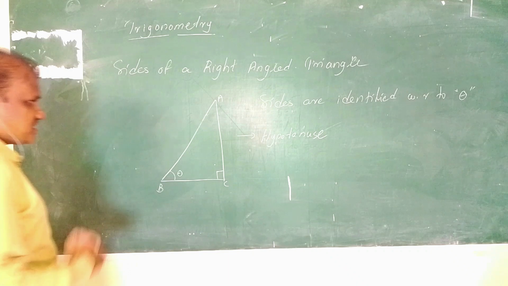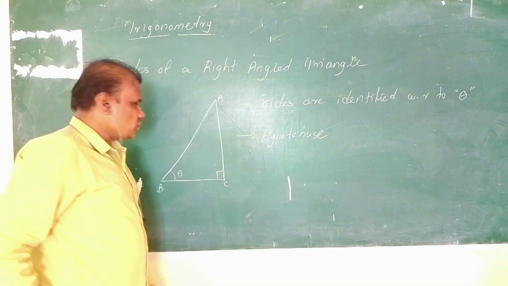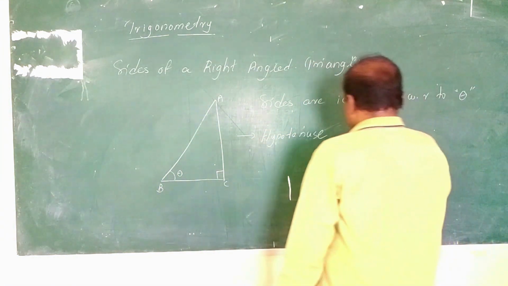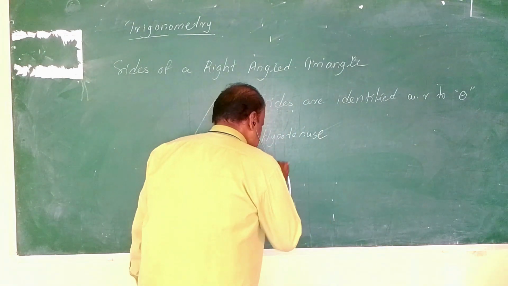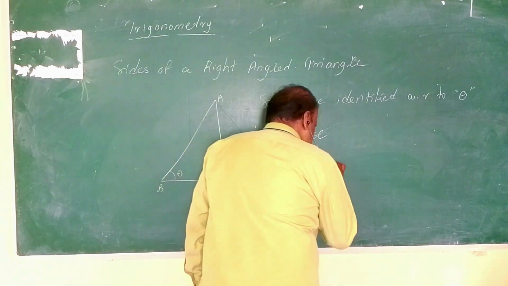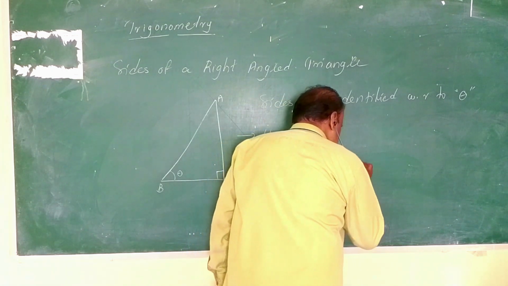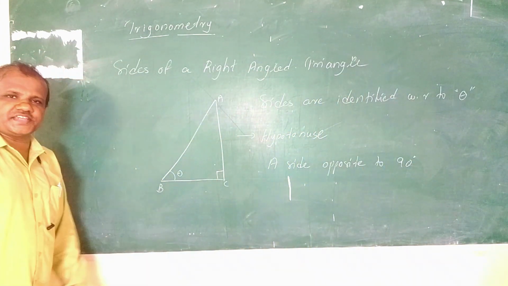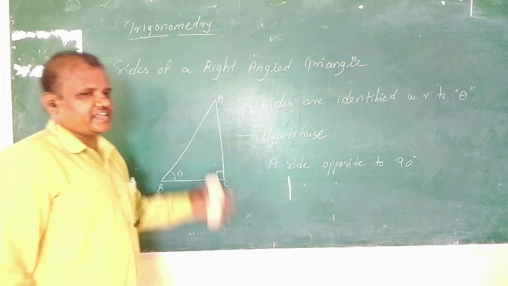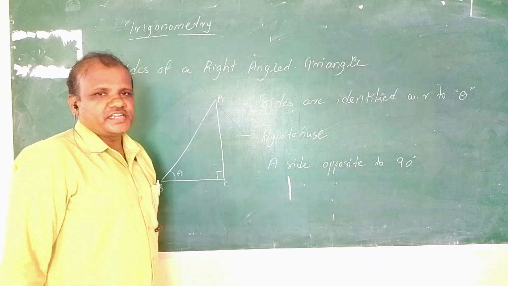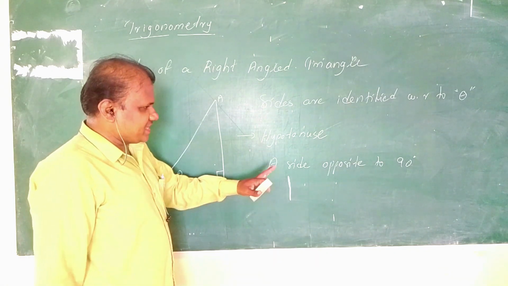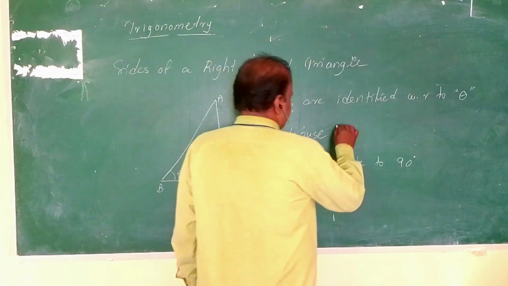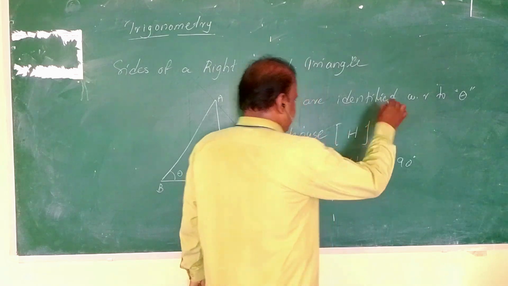So we will define the first side, which is called the hypotenuse. What is meant by hypotenuse? From the diagram, the hypotenuse is the side opposite to 90 degrees. The side which is exactly opposite to 90 degrees, because it is a right angle triangle, so one of the angles should be 90 degrees. That side is called the hypotenuse. Here I am going to represent the hypotenuse as H.